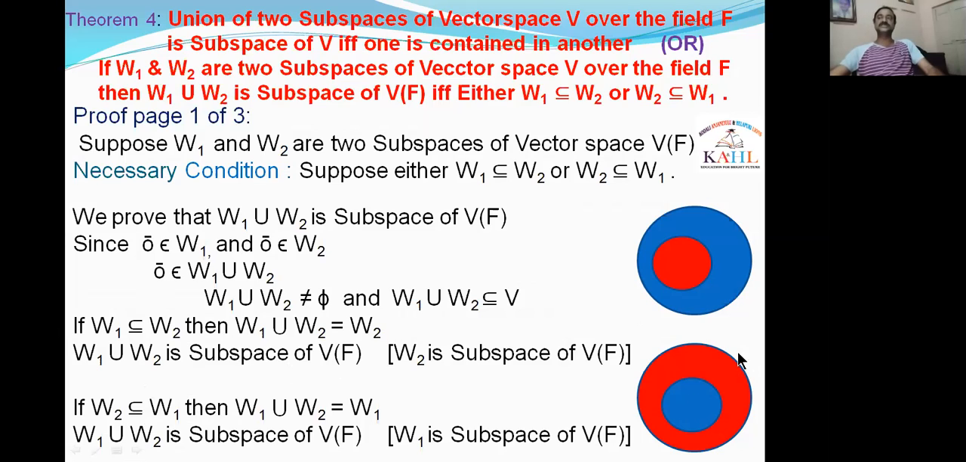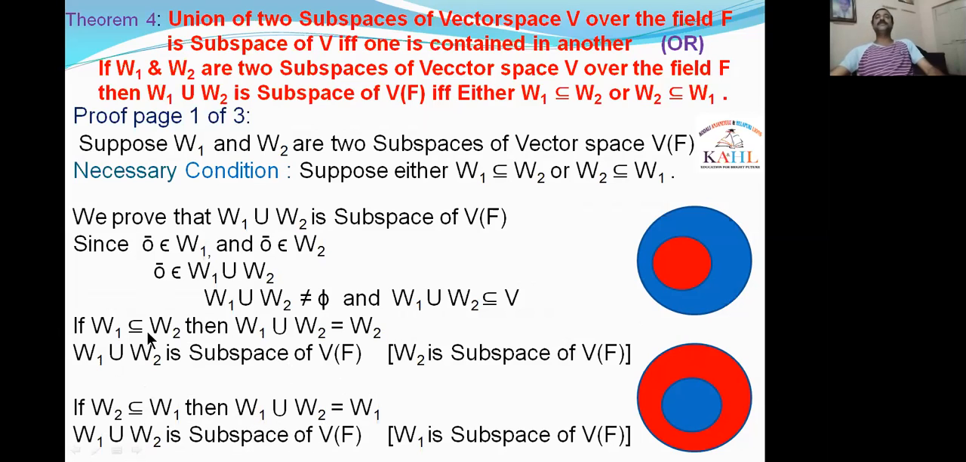Here W2 is contained in W1. That means if we take W1 union W2, what happens? The total is W1. Yes, W1 is the big set. We know that W1 individually is a subspace, so W1 union W2 is a subspace of V.